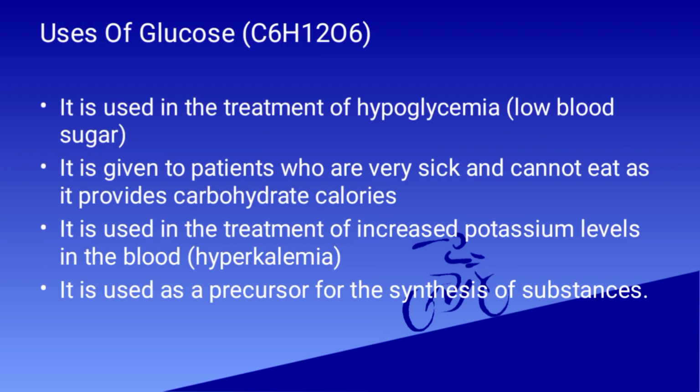Uses of glucose. It is used in the treatment of hypoglycemia, low blood sugar. It is given to patients who are very sick and cannot eat, as it provides carbohydrates and calories. It is used in the treatment of increased potassium levels in the blood. It is used as a precursor for the synthesis of other substances.